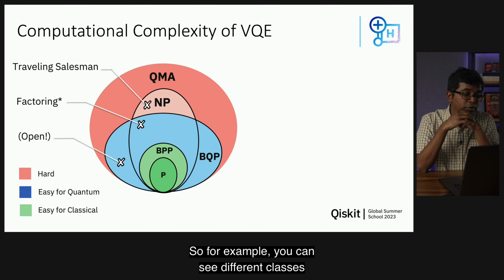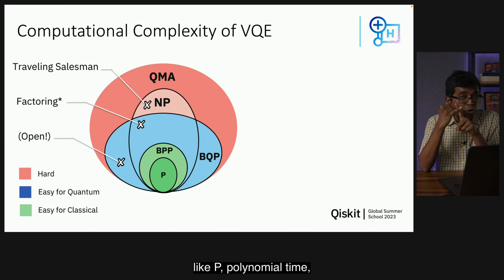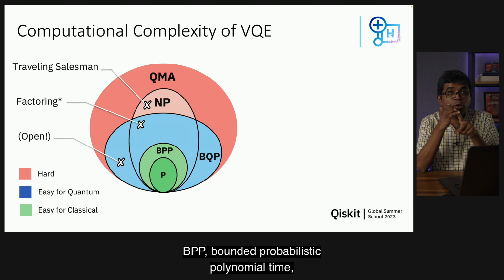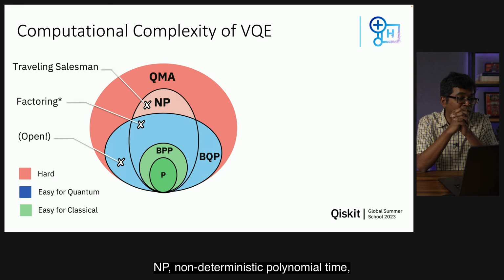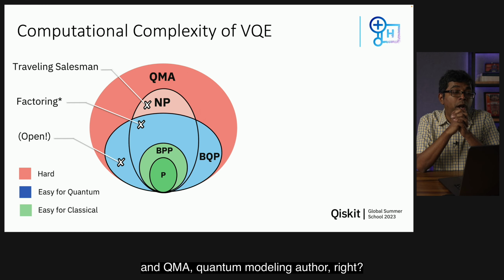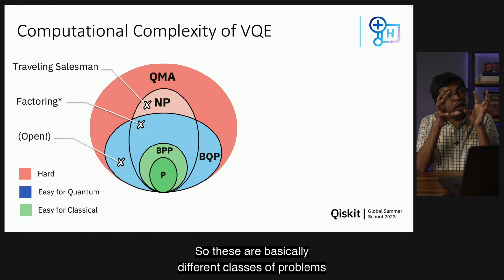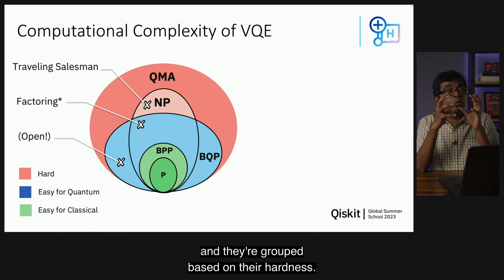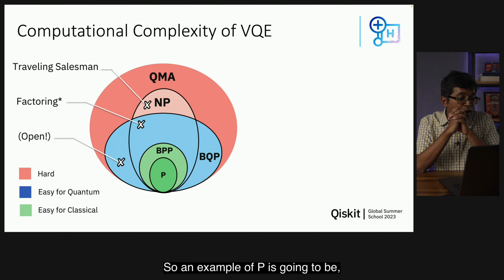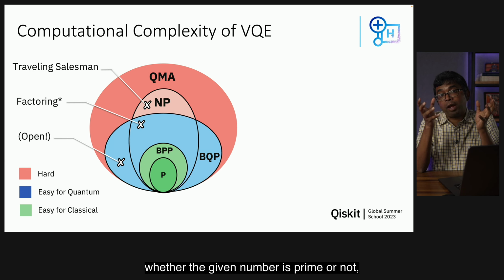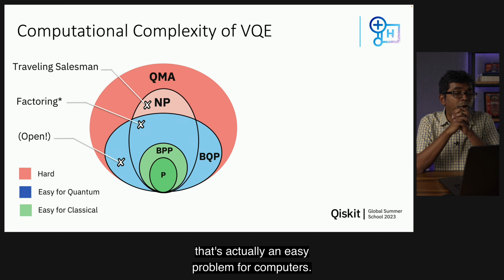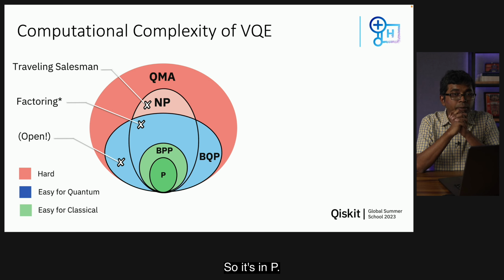So for example, you can see different classes like P, polynomial time, BPP, bounded probabilistic polynomial time, BQP, bounded quantum polynomial time, NP, non-deterministic polynomial time, and QMA, quantum Merlin-Arthur, right? So these are basically different classes of problems, grouped based on their hardness. An example of P is primality checking. If you want to know whether a given number is prime or not, that's actually an easy problem for computers. So it's in P.